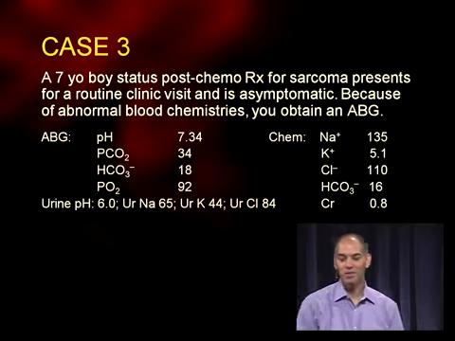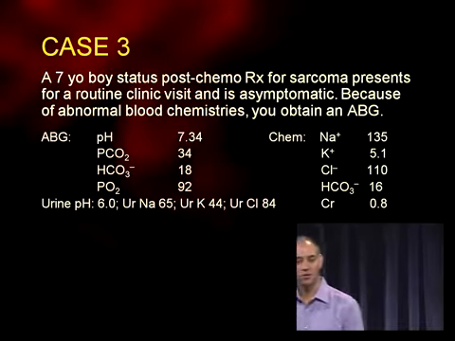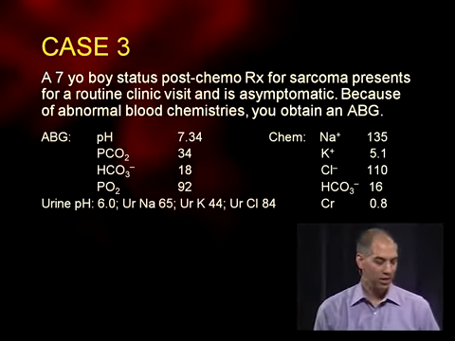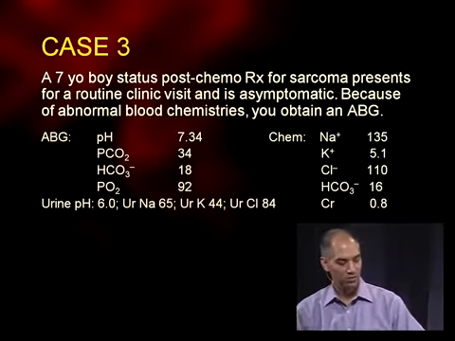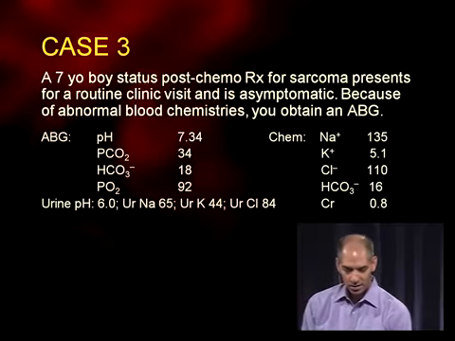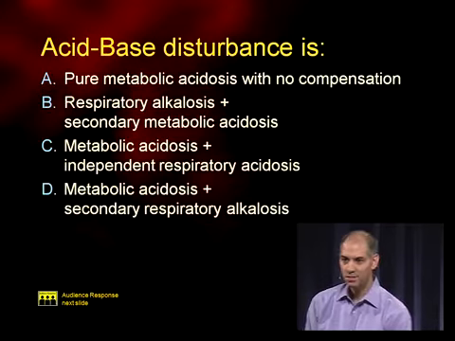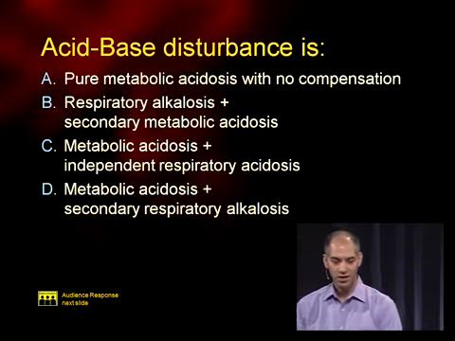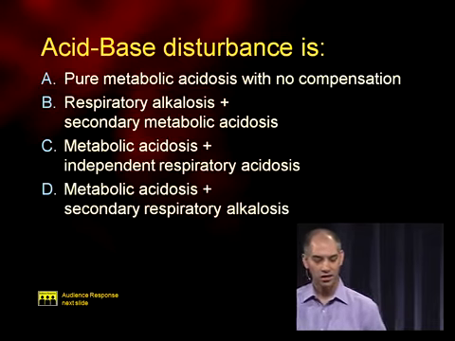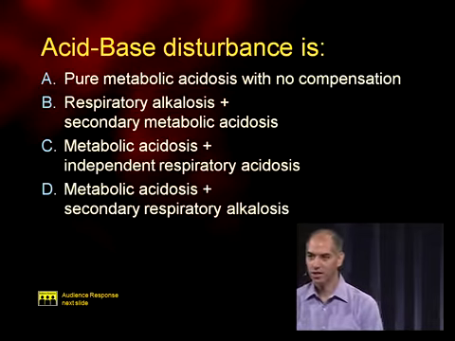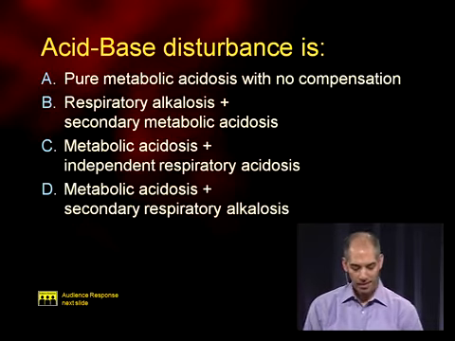A 7-year-old boy post-chemotherapy for sarcoma comes in for a routine clinic visit. Because he's got these abnormal blood chemistries with a bicarbonate of 16, an ABG is performed, and this is what they show. The acid-base disturbance is pure metabolic acidosis, respiratory alkalosis with a secondary metabolic acidosis, an independent respiratory acidosis, or metabolic acidosis with a secondary respiratory alkalosis.